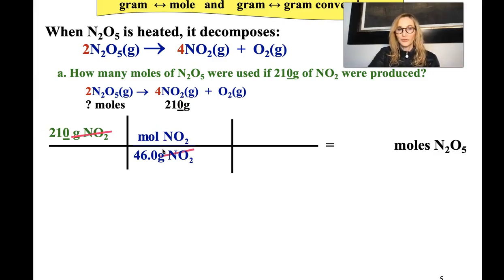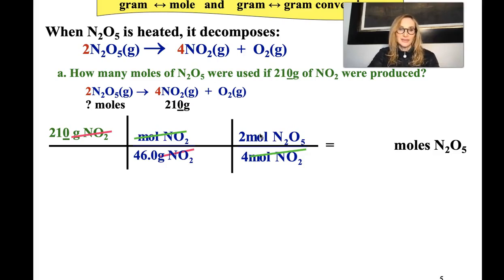Now we're going to go from moles, just like we did in the previous video. We're going to go from moles of NO2, but this time we're going to go to moles of N2O5. We are going to need to use these coefficients. So 4 moles of NO2 will go on the bottom, 2 moles of N2O5 on the top. That step lets us go from one chemical compound to another, but you always need a balanced equation.